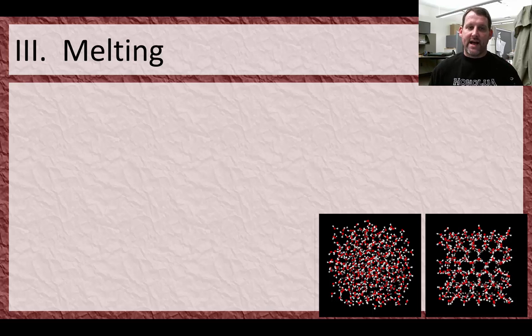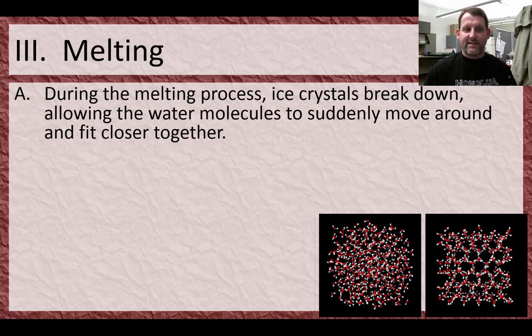All right, let's talk about melting now. So during the melting process, ice crystals break down, allowing water molecules to suddenly move around and fit closer together. Here's a great example of that. Here is ice. And you can see in this diagram, there's all these crystal structures. These water molecules are holding each other in place. They're trapping each other in place. And they open up these big gaps here in the middle with just empty space in between them. And these hexagon shapes are actually three-dimensional. There's another hexagon going into the board. There's one above here. So there's all this open space in between them.